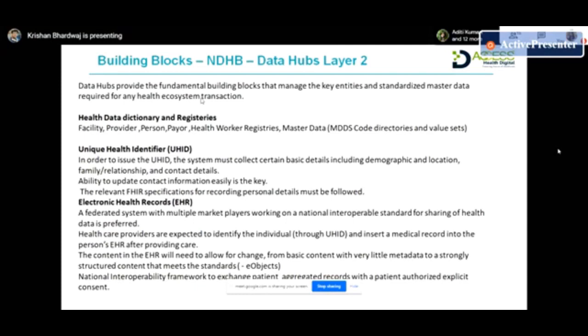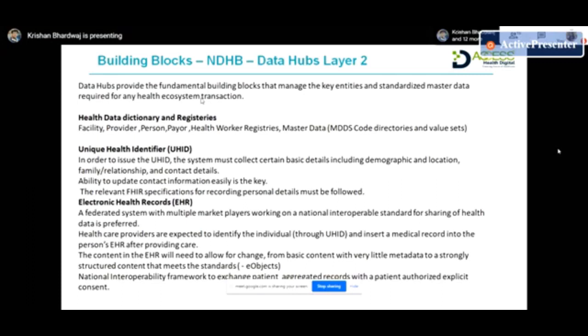Data Hub provides the building blocks that are fundamentally responsible for managing the key entities and standardizing the data. Whenever we say standardizing the data, here comes the role of code directories, value sets, and MDDS, because all data in interoperability has to carry a common meaning. Whatever way you store the data, in the exchange packet, whenever you are interoperating that data, you should have the same common format so that it can be understood by all other applications.